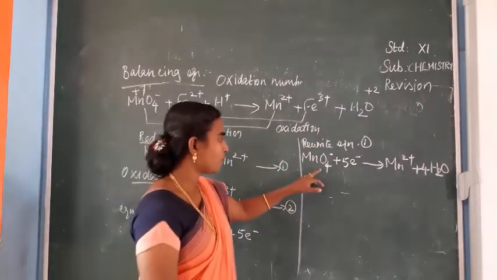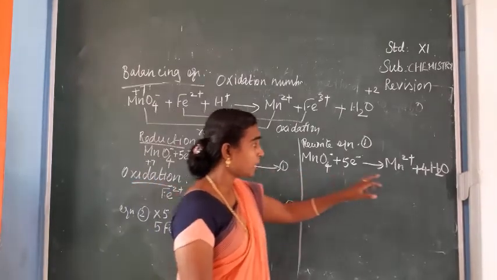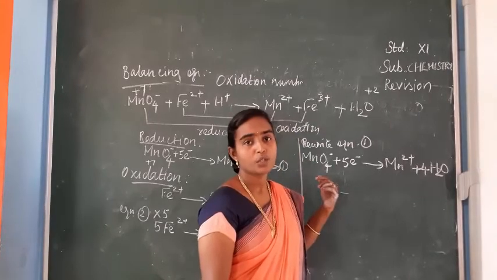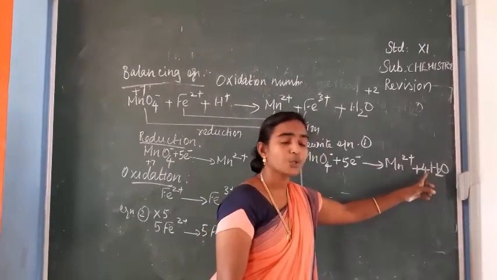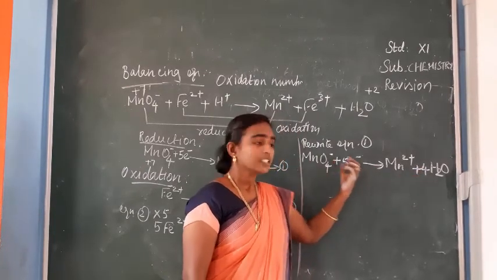So next, the 4 oxygen atoms are balanced. But when you look at the equation again, here hydrogen atoms are there. This side there is no hydrogen atom. So to balance that hydrogen, it should be written as H plus ions on the left hand side.